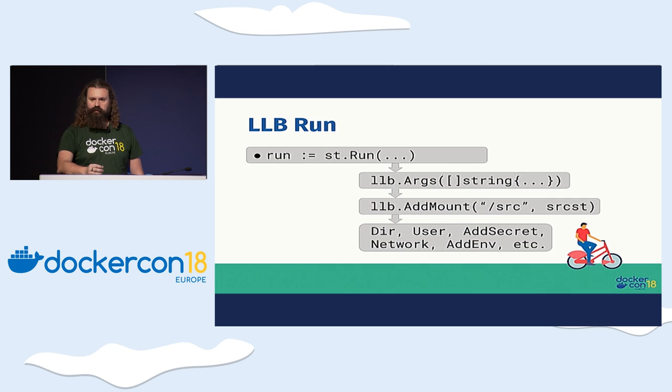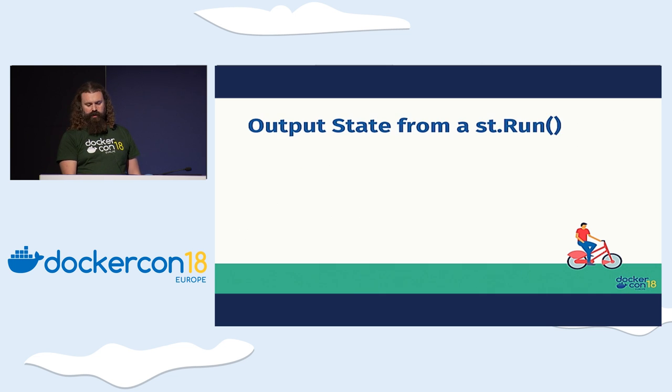So in order to then continue chaining in the DAG, you need a way to get a state out of a run. So kind of the most obvious way is if you want the root file system, the result of running that, whatever command, if you run an APK install or something, then you want that as your output. And that's conceptually quite a simple one.